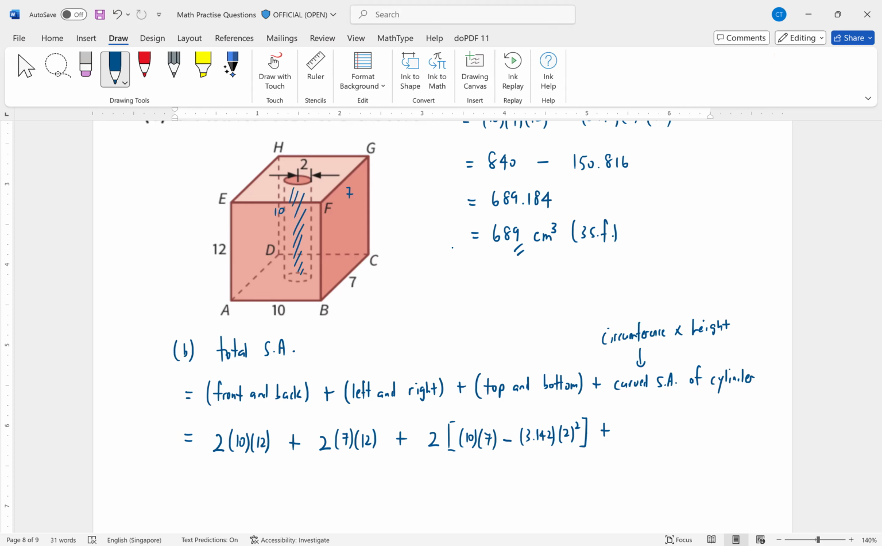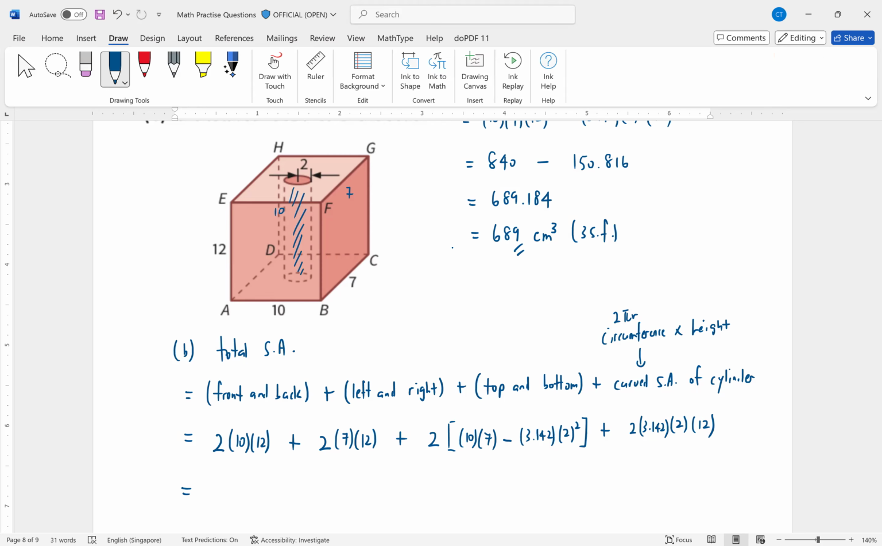The formula for the circumference of a circle is 2 pi r. The area is pi r squared. Circumference is 2 pi r, times the height. So that's what we are going to do: 2 times pi, which is 3.142, times r, 2 pi r times the height, 12. These are all the surfaces that you need to add up.